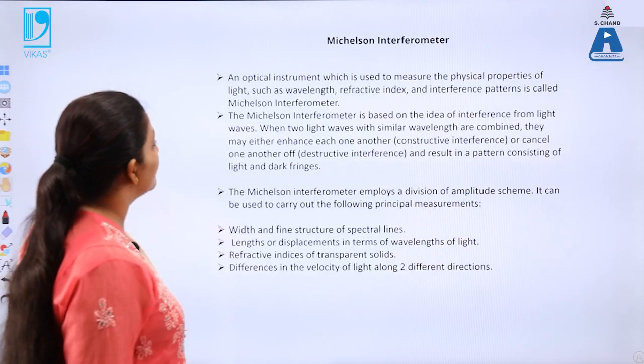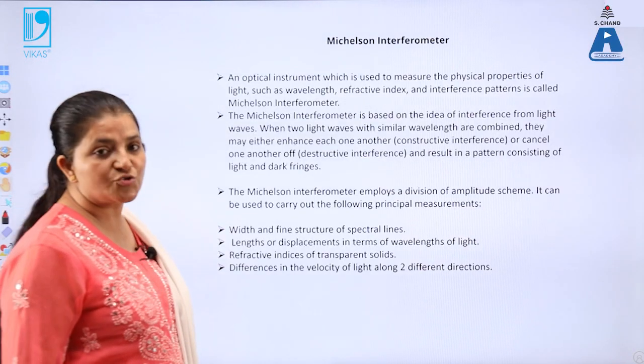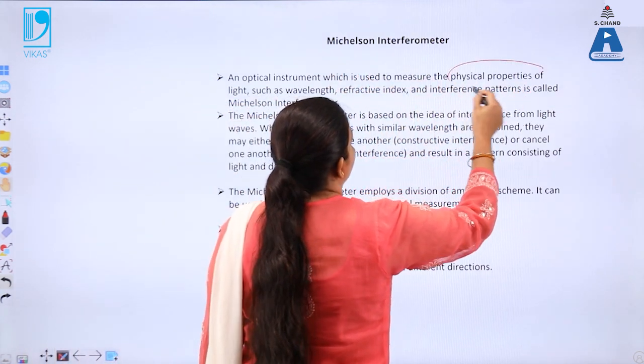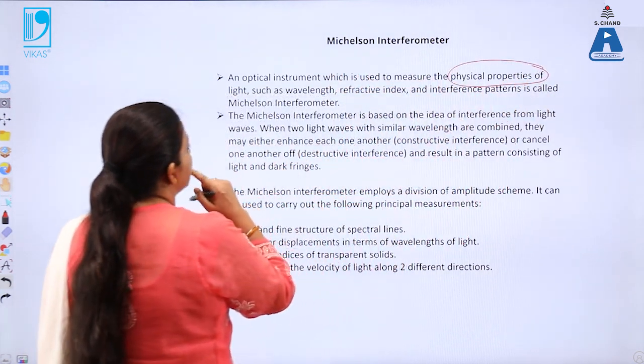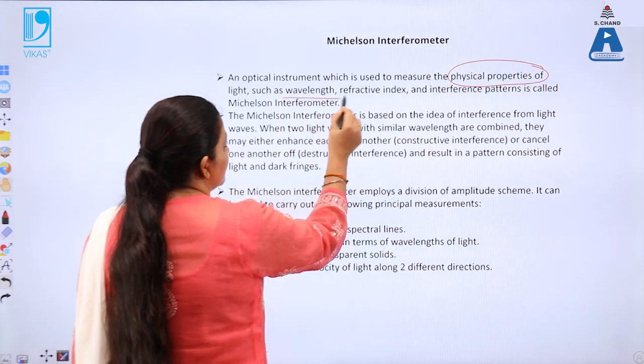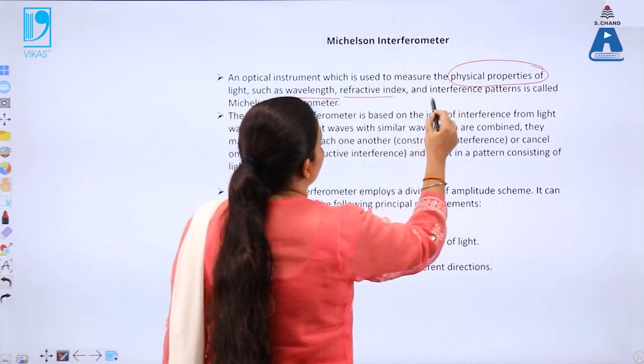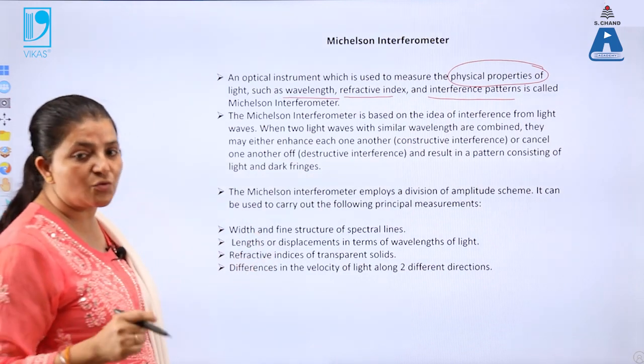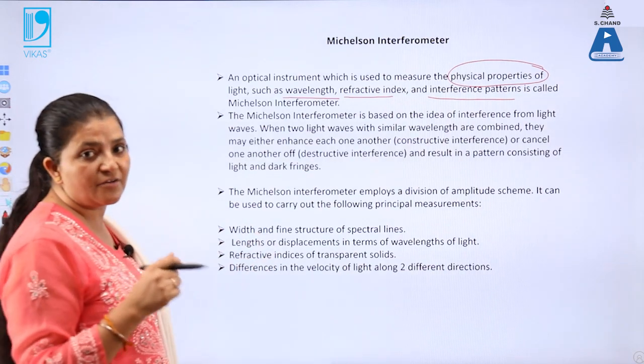So the Michelson interferometer is basically an optical instrument which is used to measure the physical properties of light. The physical properties of light are such as wavelength, refractive index and the interference pattern. Such a type of interferometer is known as the Michelson interferometer.